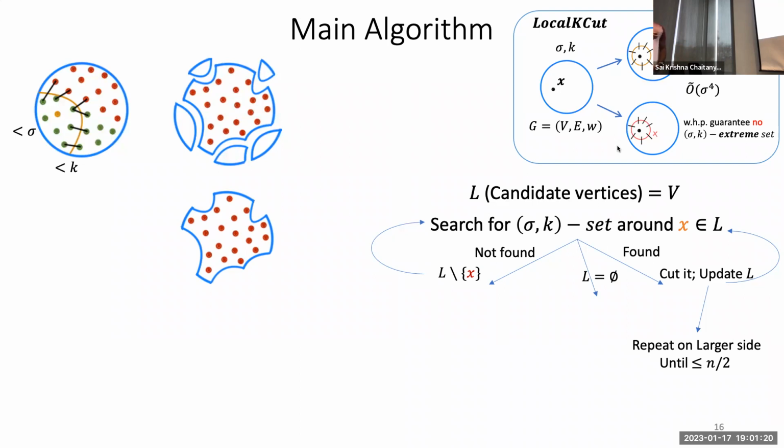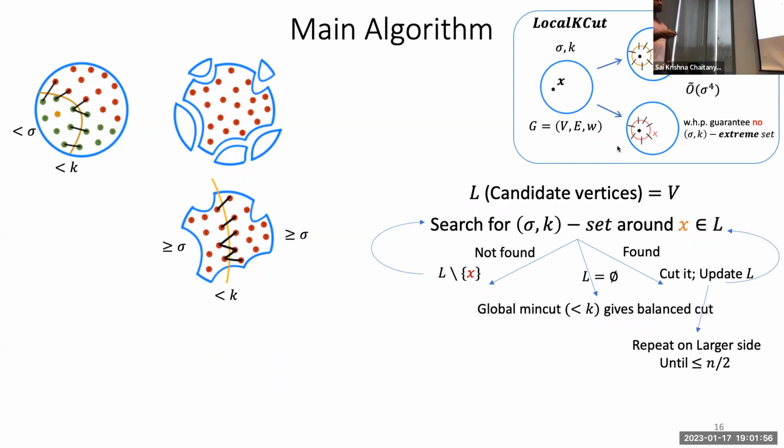Every time we only get the guarantee that no sigma K extreme sets exist. So there are no sigma K extreme sets in this residual graph. Now if we apply the global min cut and it is greater than K, we are done, because it is K connected and we add it to our partition. But if it is less than K, then it has to be balanced. Both sides must have at least sigma vertices. Because if there are fewer than sigma vertices on one side, that side will become a sigma K extreme set, because its size is less than sigma and the cut size is less than K.